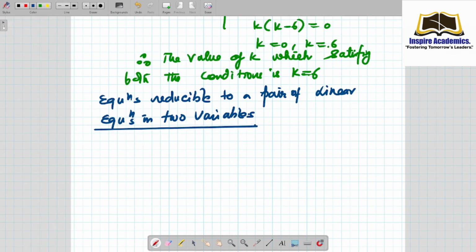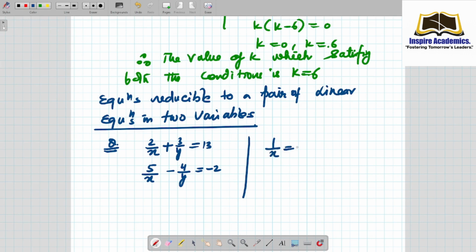Let us take a pair of equations, say 2 upon x plus 3 upon y equal to 13, and 5 upon x minus 4 upon y equal to minus 2. So how do we solve such a problem? Let us assume 1 upon x as p and 1 upon y as q.